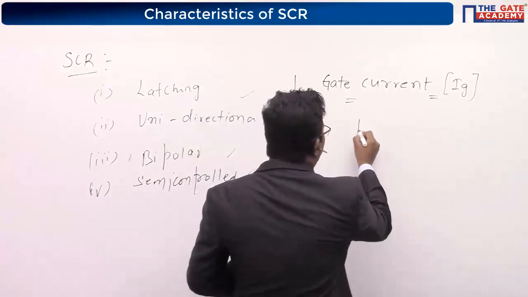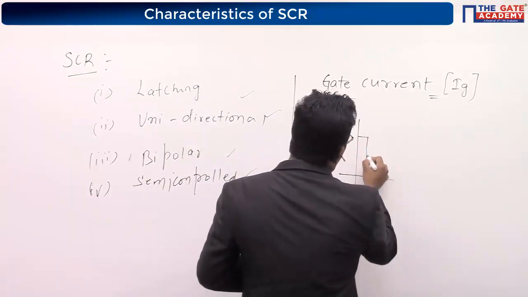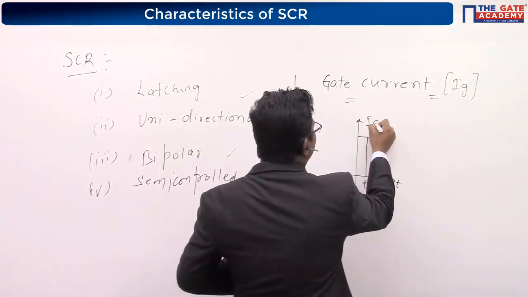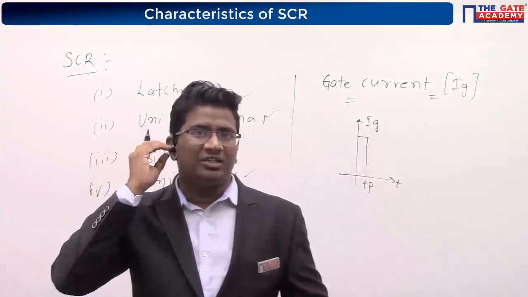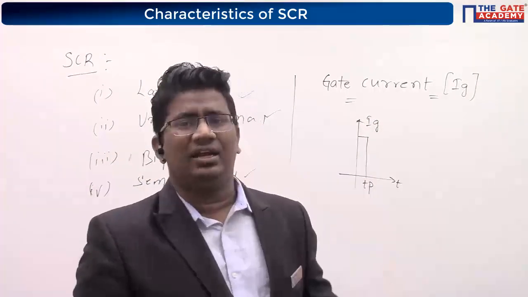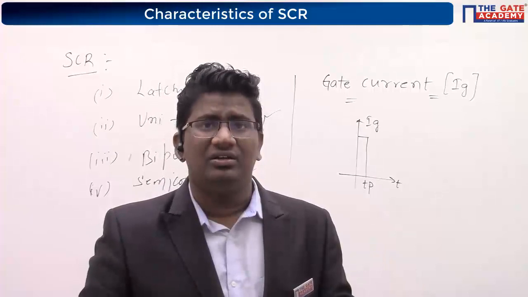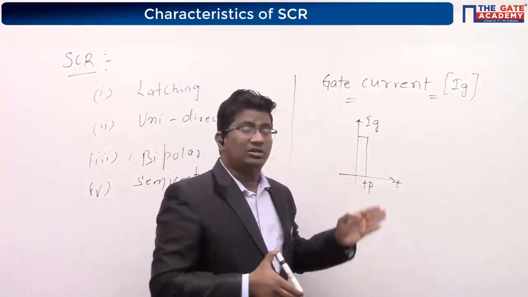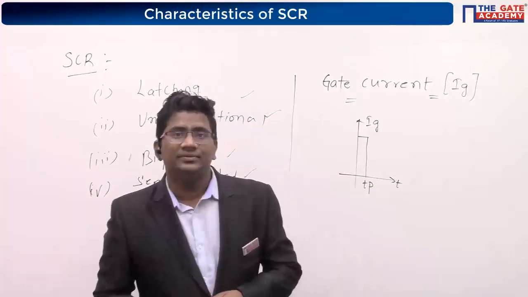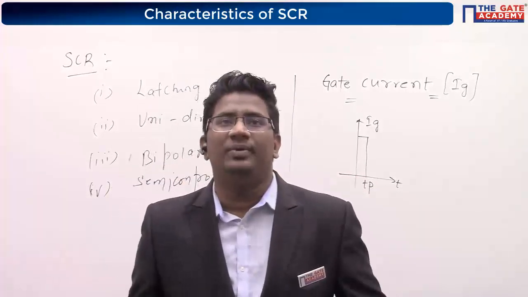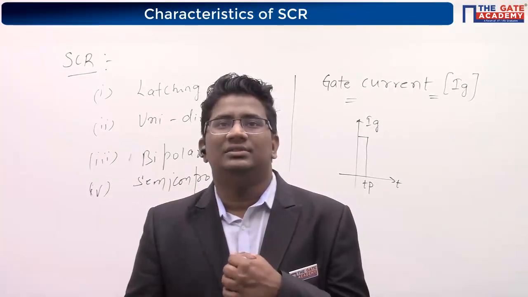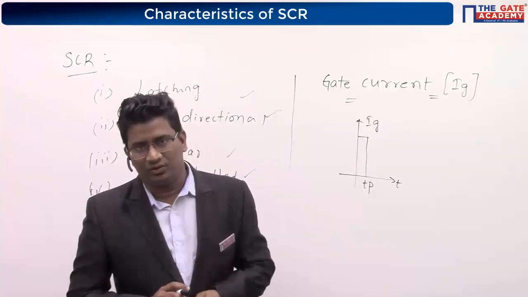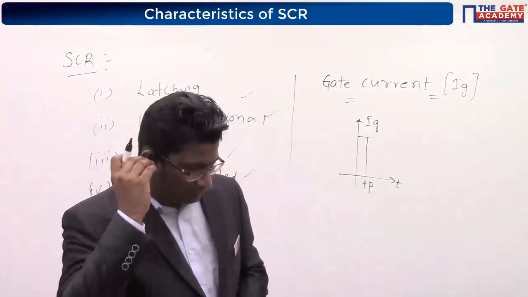Why do you need to give pulses? Why are you not giving a constant gate current? Because continuously your device is going to be on. P2 is heavily doped, so due to that reason losses will increase. So that is why we are giving gate pulses. Very good.